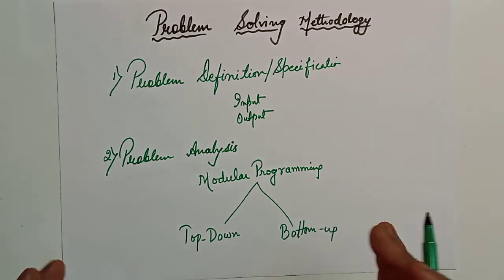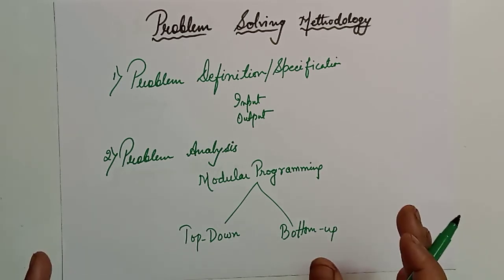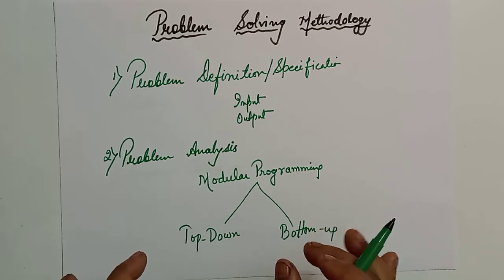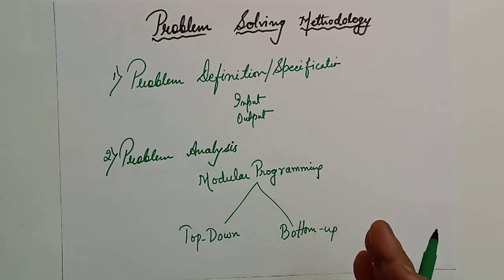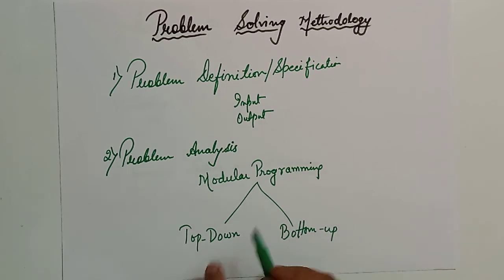Top down means it is a complex program. It is broken down into simpler and simpler forms, and then we try to solve the simplest one, and we keep on combining the simpler solutions to make the complete program.